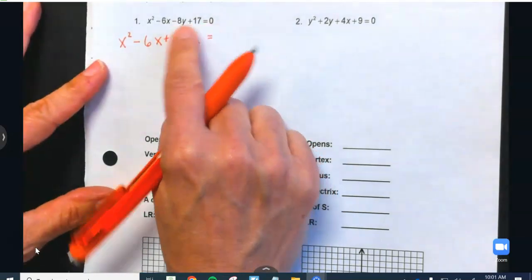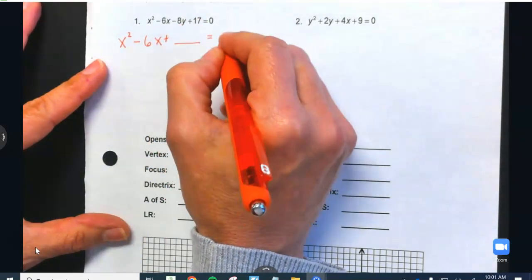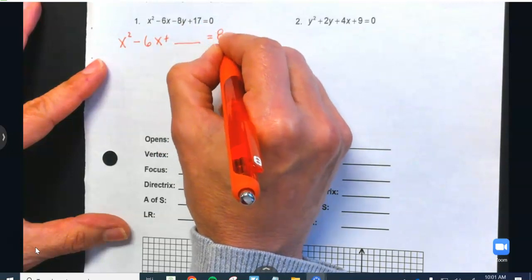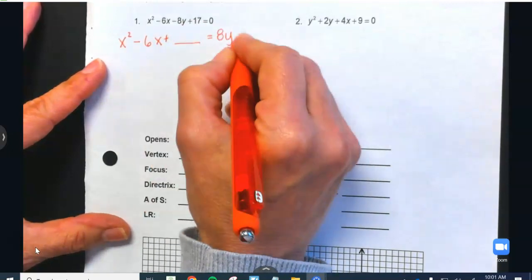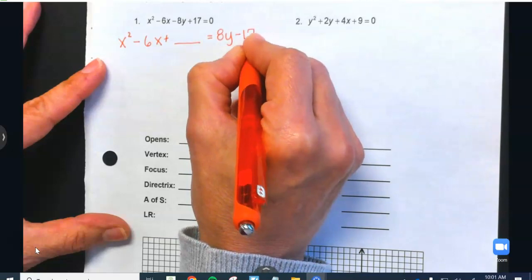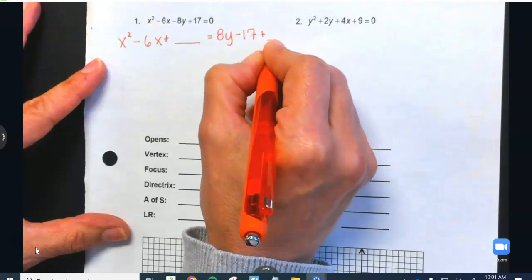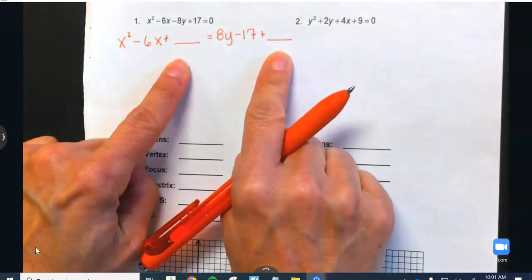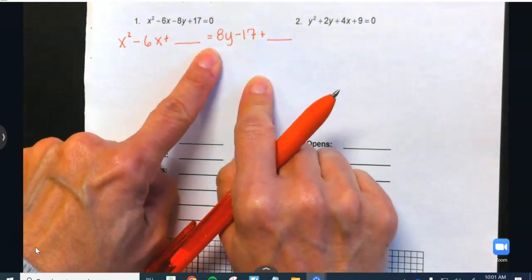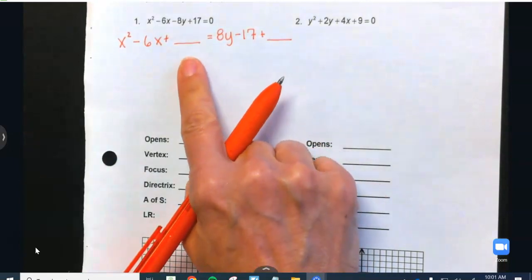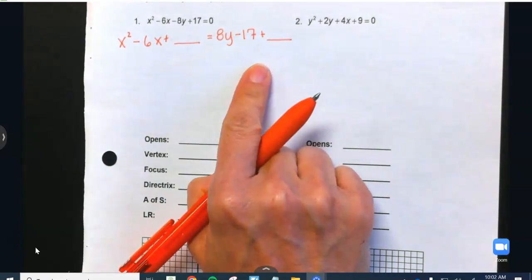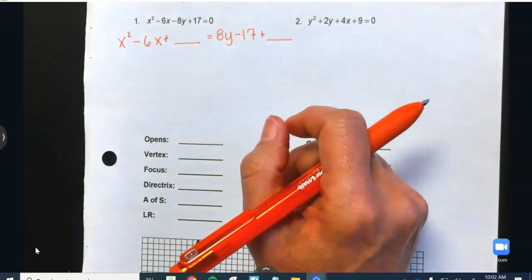Now remember, this has an equal sign. So remember, when we move the other stuff over, that's negative 8y, so it's positive 8y here. Positive 17 there, negative 17 here. You need to draw a blank on the other side too, because we have to keep it equal. So whatever value we add to the left, we're going to add the same exact value to the right.